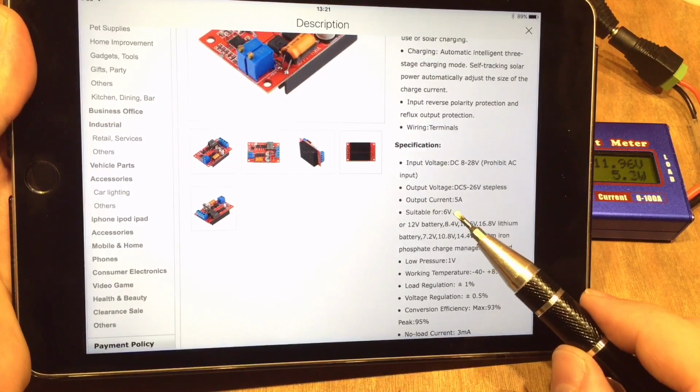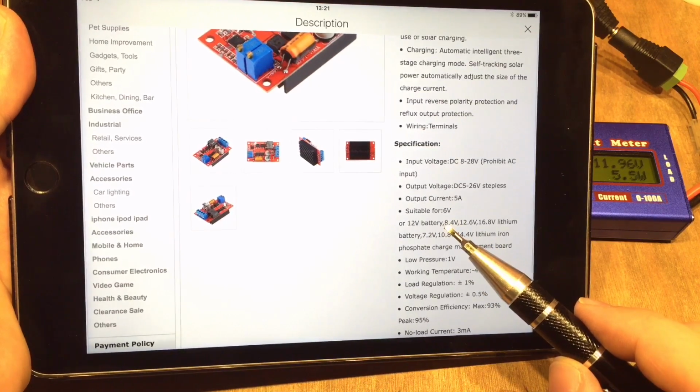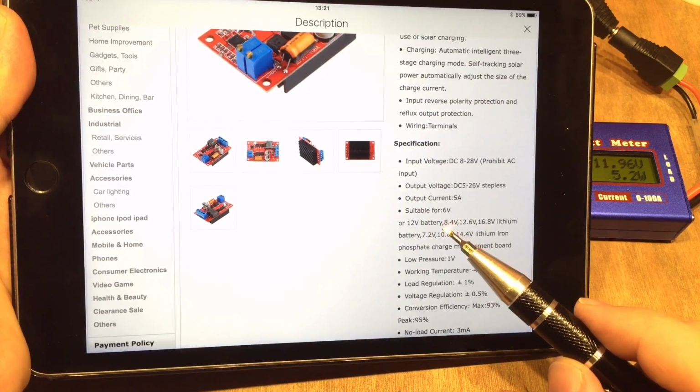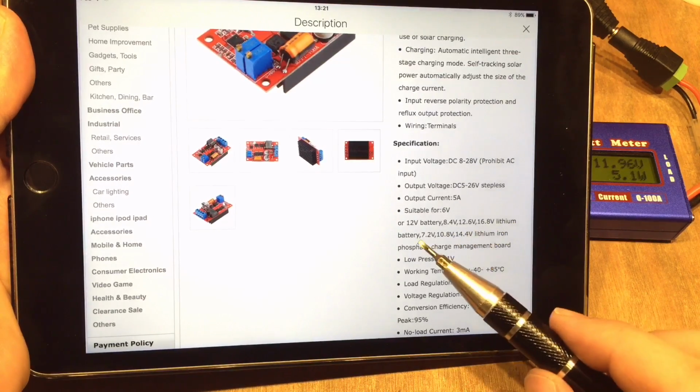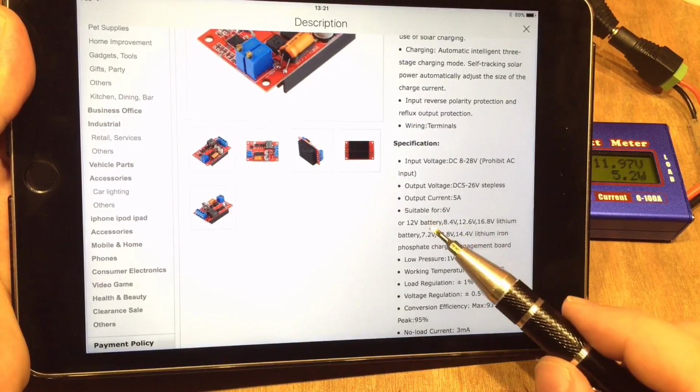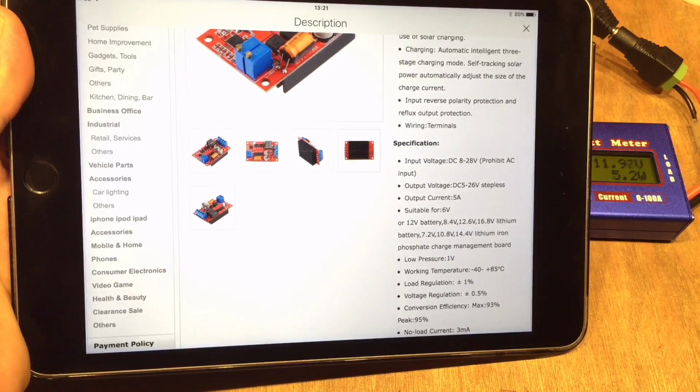It does say that it's suitable for 6 or 12 volt batteries. Does it mean lead acid batteries? Well, clearly from the 3722 datasheet, it is set up for lithium batteries, not really 12 volt or 6 volt lead acid batteries, but I guess you could try that with them.